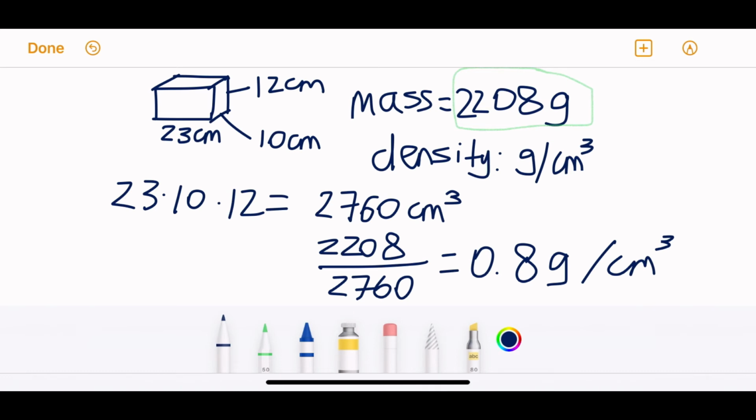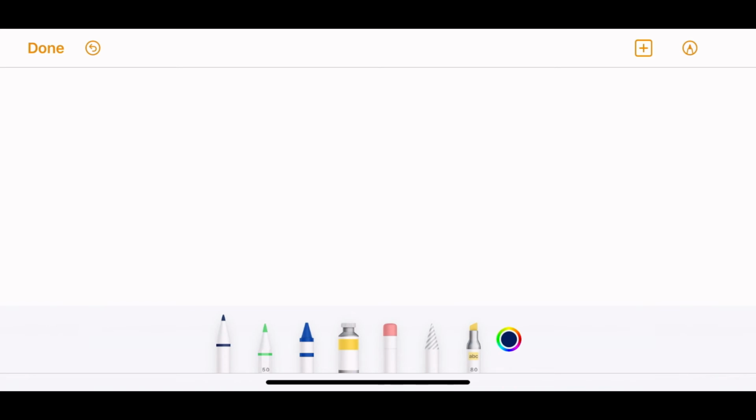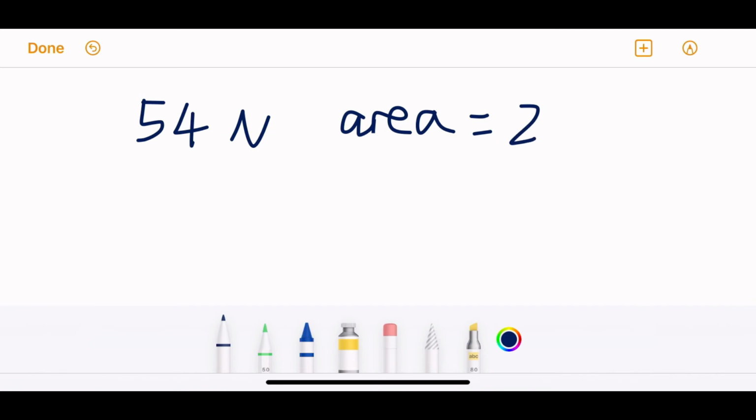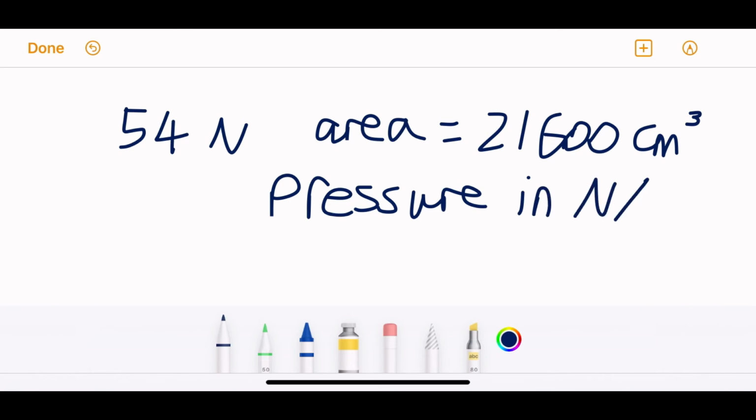Moving on, we'll look at a slightly different question. We will now work with pressure, with area and newtons. Alright, area and force. So the question is, a force of 54 newtons is applied to an area of 21,600 centimeters squared. Work out the pressure, and we want to work out the pressure in newtons per meter squared.